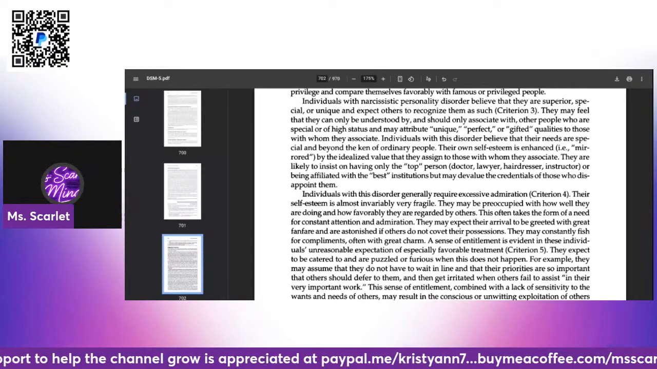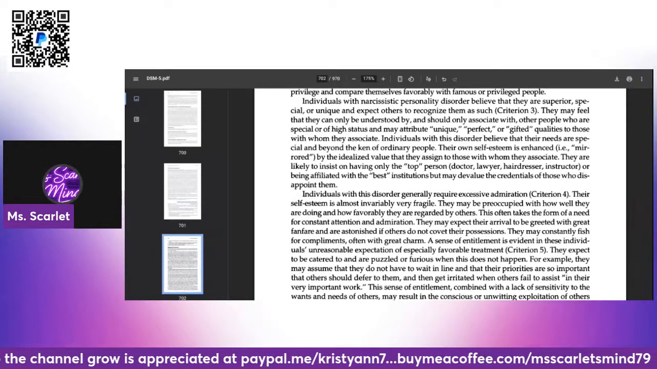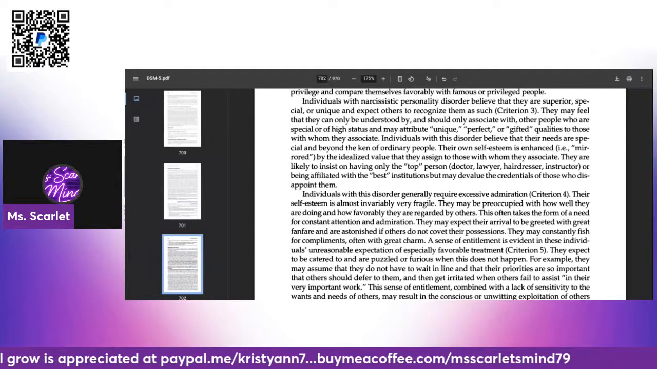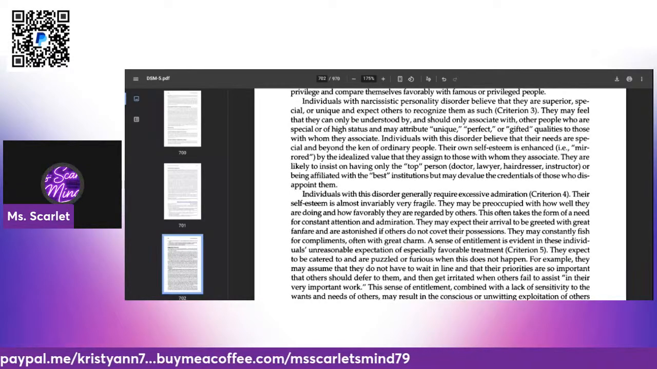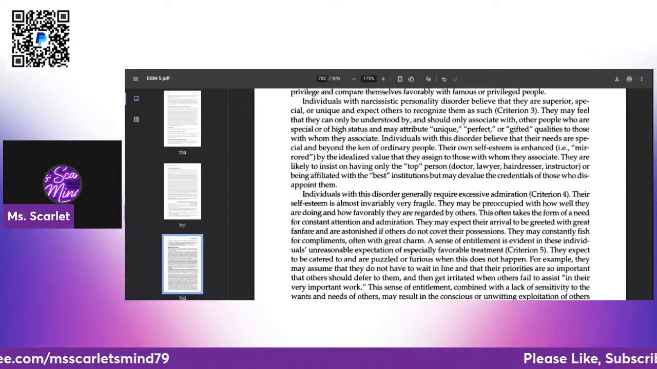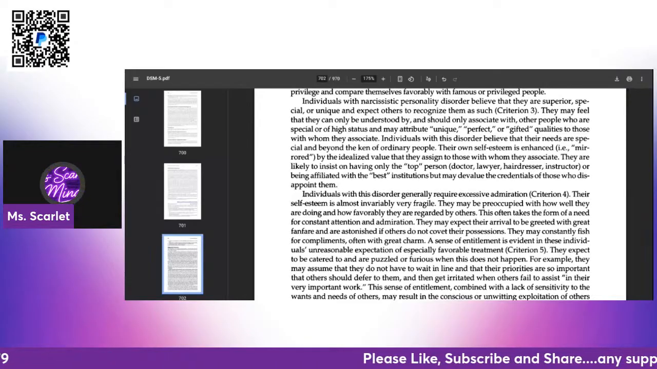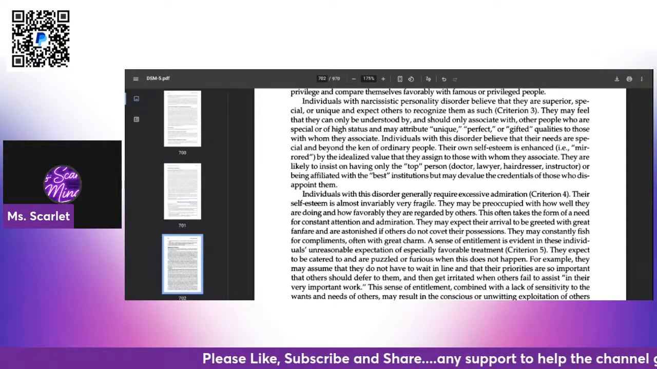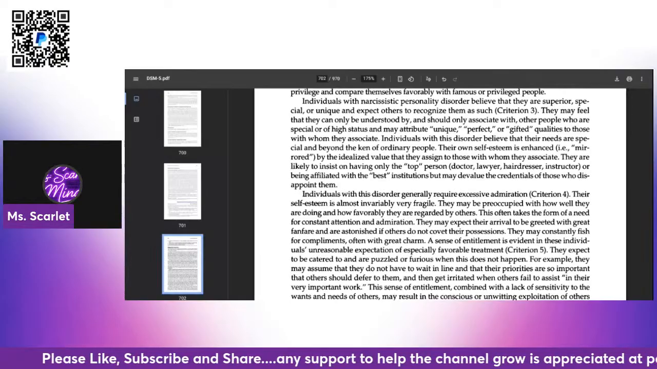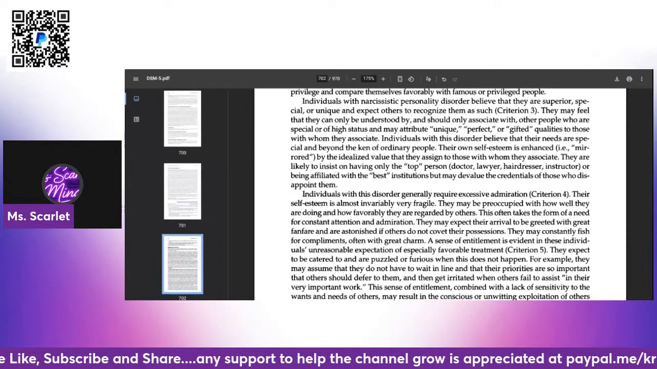Individuals with this disorder generally require excessive admiration. Their self-esteem is almost invariably very fragile. They may be preoccupied with how well they are doing and how favorably they are regarded by others. This often takes the form of a need for constant attention and admiration. They may expect their arrival to be greeted with great fanfare and are astonished if others do not covet their possessions. They may constantly fish for compliments, often with great charm.